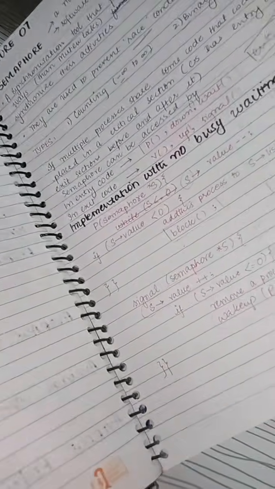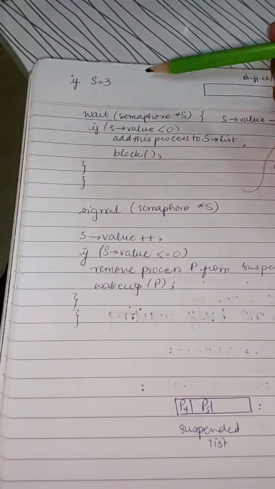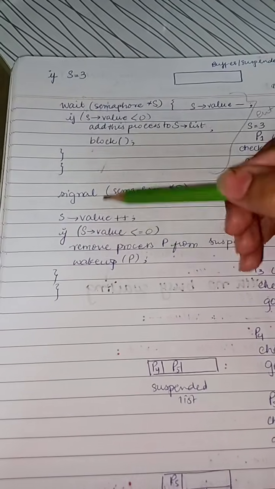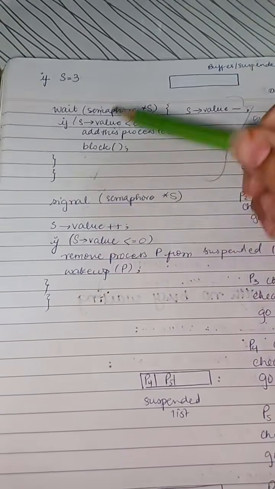In the last video, I shared with you what is semaphore and the implementation of semaphore with no busy waiting. Today, I'm going to show you a dry run of that code. This is the entry section with the wait function, and this is the exit section, called the signal function. It is also called up or V. This is also called P or down.